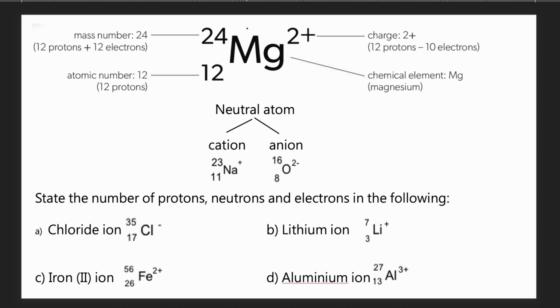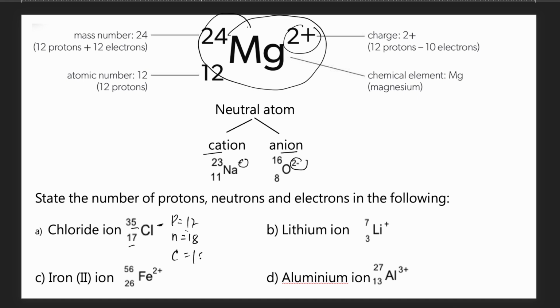And now we are talking about ions. They have a charge, positively charged or negatively charged. A positive ion is also called a cation. A negative ion is called an anion. Right, let's do this. So protons number is 17. Neutron number, 35 minus 17 is 18. Electron number should be 17, right? But it's negatively charged, so we've got one more extra electron.